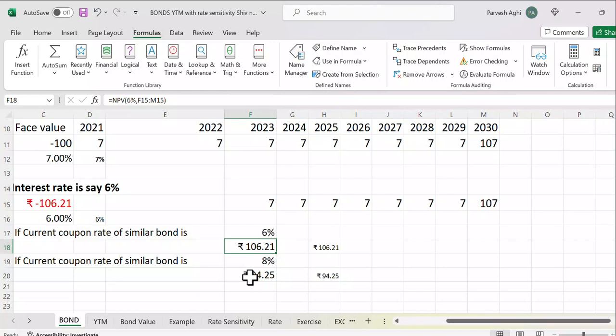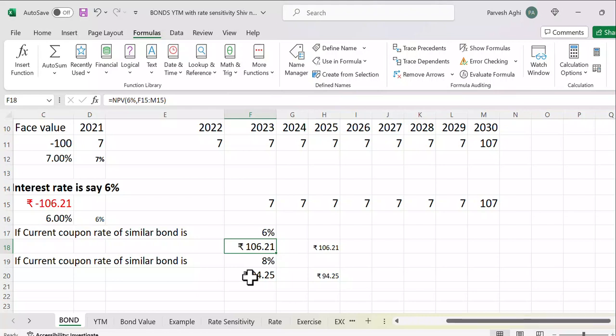Why should you suffer and get 94 rupees? This price is only for those people who want to exit from the bond because they can't hold the bond for 10 years. They need money. Okay, fine. Now, the banks in India, they hold bonds. Banks have to buy government bonds. It is mandatory for them to maintain their reserve ratios.